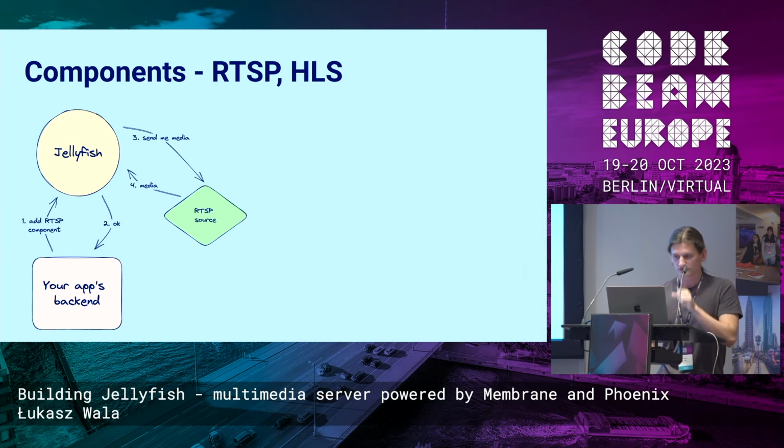That was the peer. Here I have the examples of the components, which are the RTSP component and HLS component. In case of RTSP, what you can do with it is to receive some media from an IP camera. So let's say you have a network of surveillance cameras.